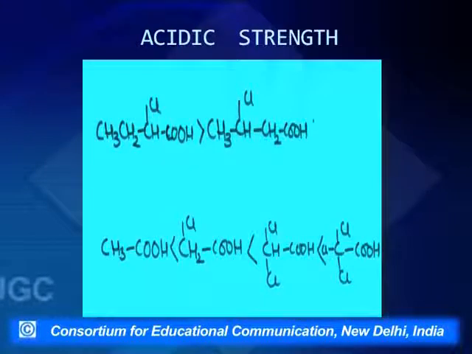Not only this, what we see is that as the distance increases of the electron withdrawing group from the carboxylic group, the acidity decreases. So 4-chlorobutanoic acid is less acidic than 2-chlorobutanoic acid, because please remember, as the electron withdrawing group goes away, the magnitude of the inductive effect, the minus I effect, decreases. So hence this order of acidity.